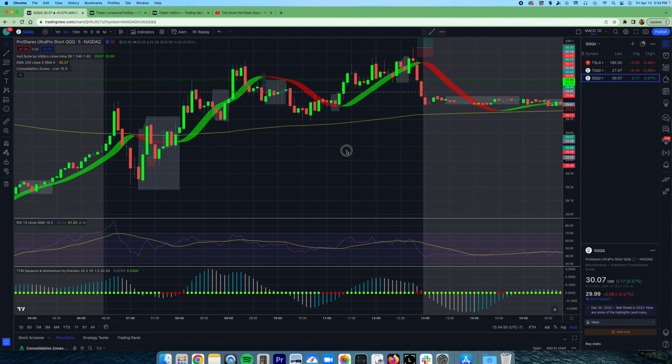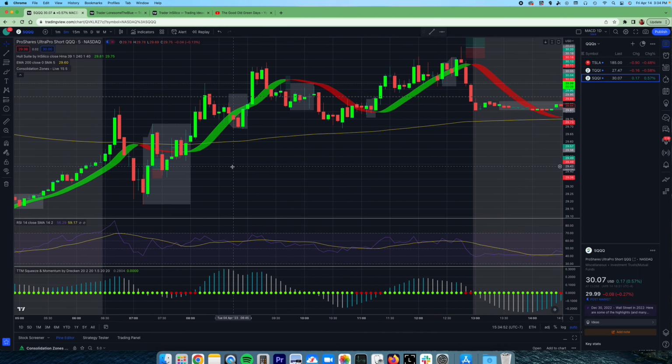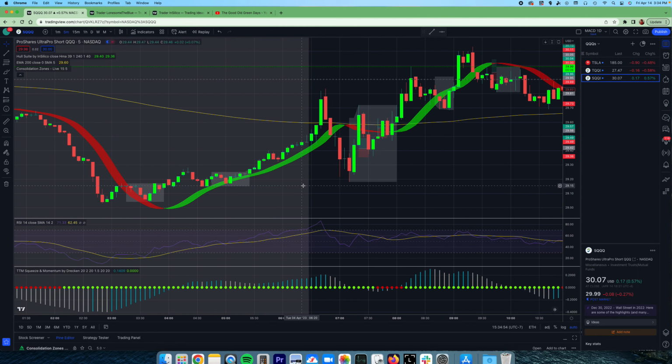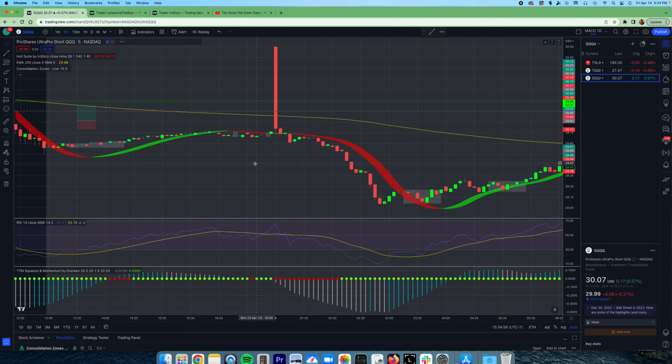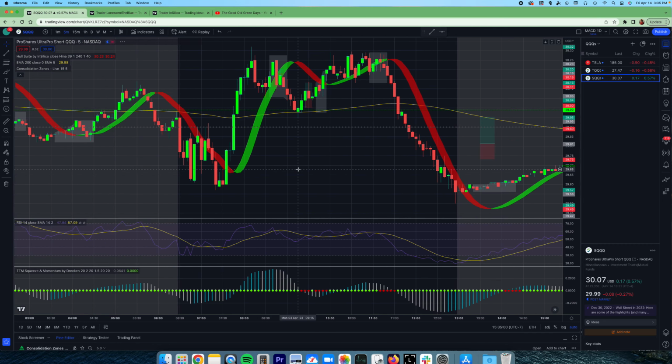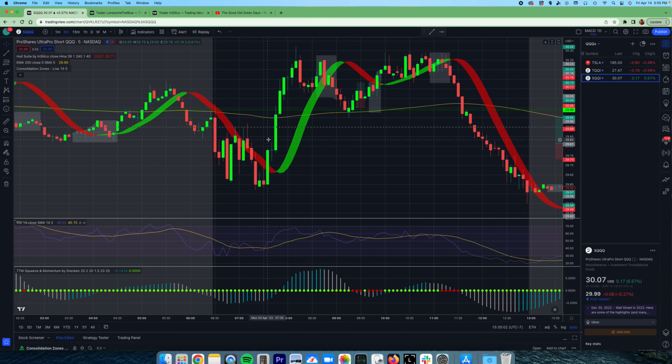Sometimes I do enter on the break of an EMA. For example, right here, well, that's actually not market hours, that's not a good example. Okay, right here is good. So it turned green and it just broke the EMA right there. So I would enter this position and it would be 1.2% profit.